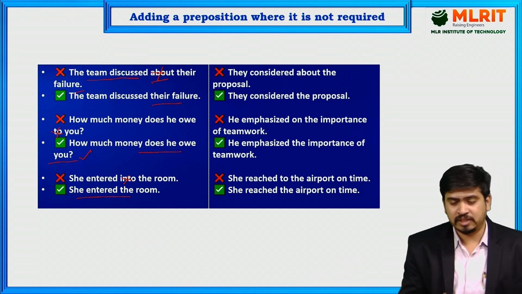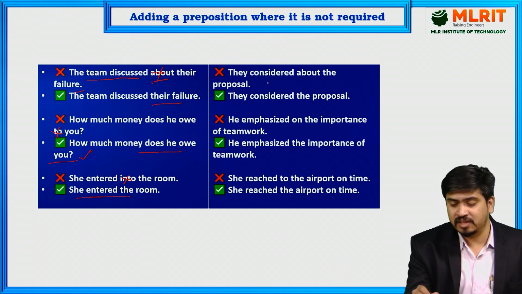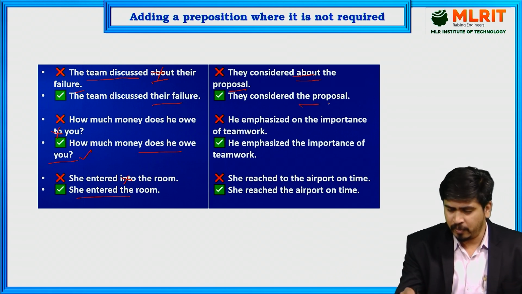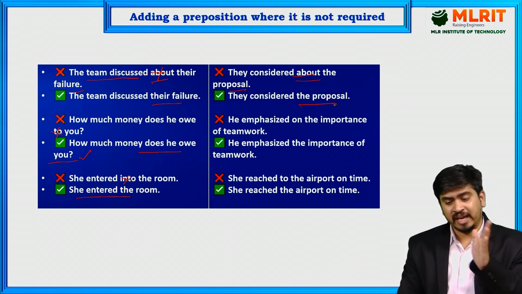Okay. Next three examples quickly. They considered about the proposal. Here, about is not required. Consider. What did they consider? The proposal. So, without preposition, they considered the proposal.